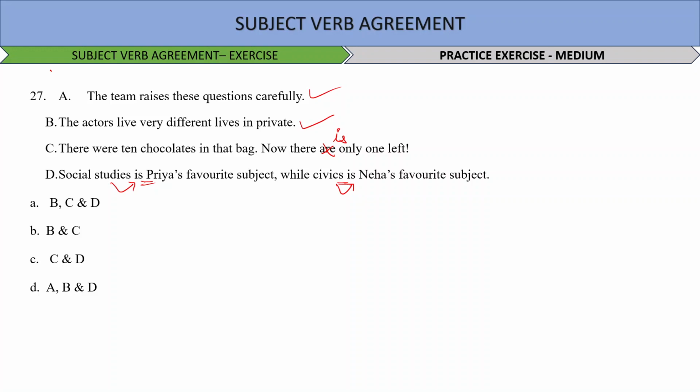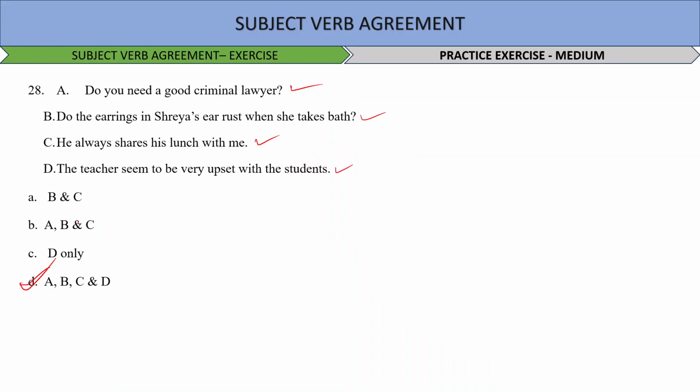Do you need a good criminal lawyer? Do the earrings in Shreya's ear rust when she takes a bath? He always shares his lunch with me. The teacher seems to be very upset with the students. All the sentences are appropriate and grammatically correct, and hence D is the correct answer.